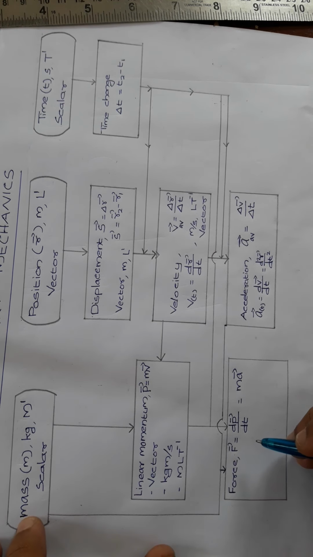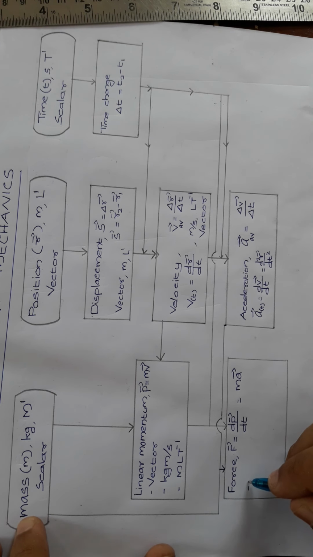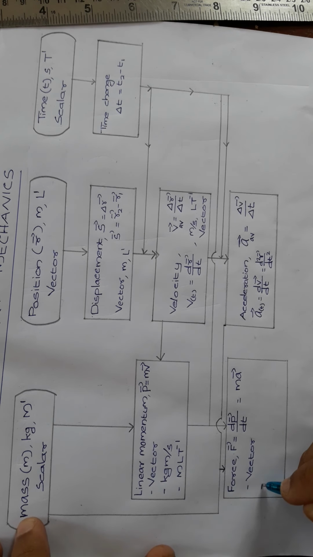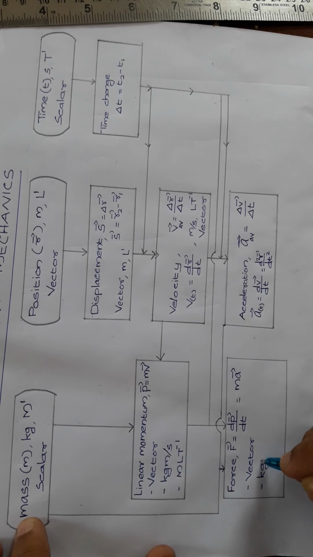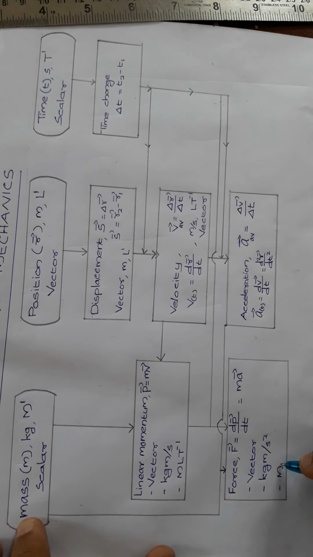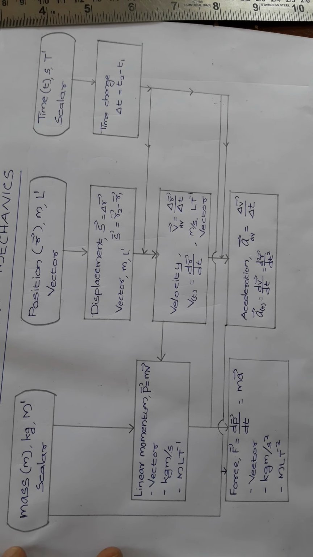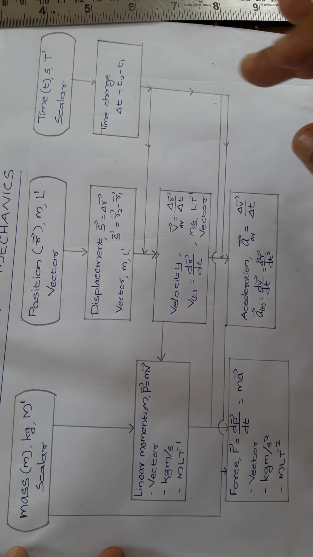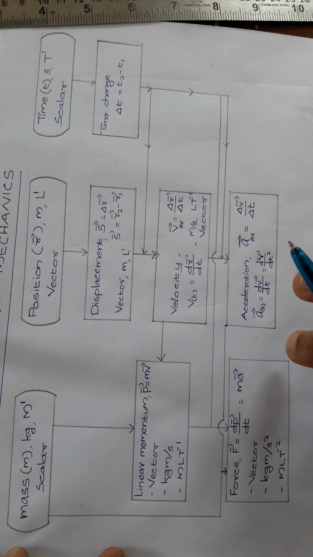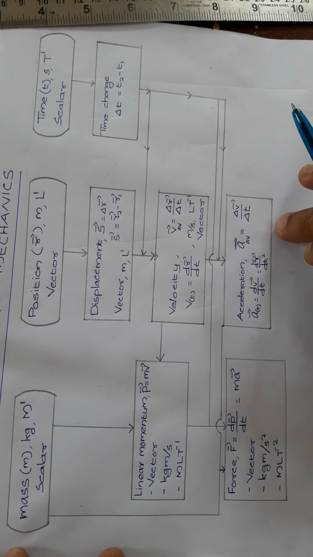So the force is defined in our mechanical flow chart, and the force is also a vector quantity. SI unit of force is kilogram meter per second square, and the dimensional formula is MLT raised to minus 2. Now you can see that the mechanical flow chart, it's a simple idea, so that you can connect all the quantities and you can learn all the relationships in a single glance.